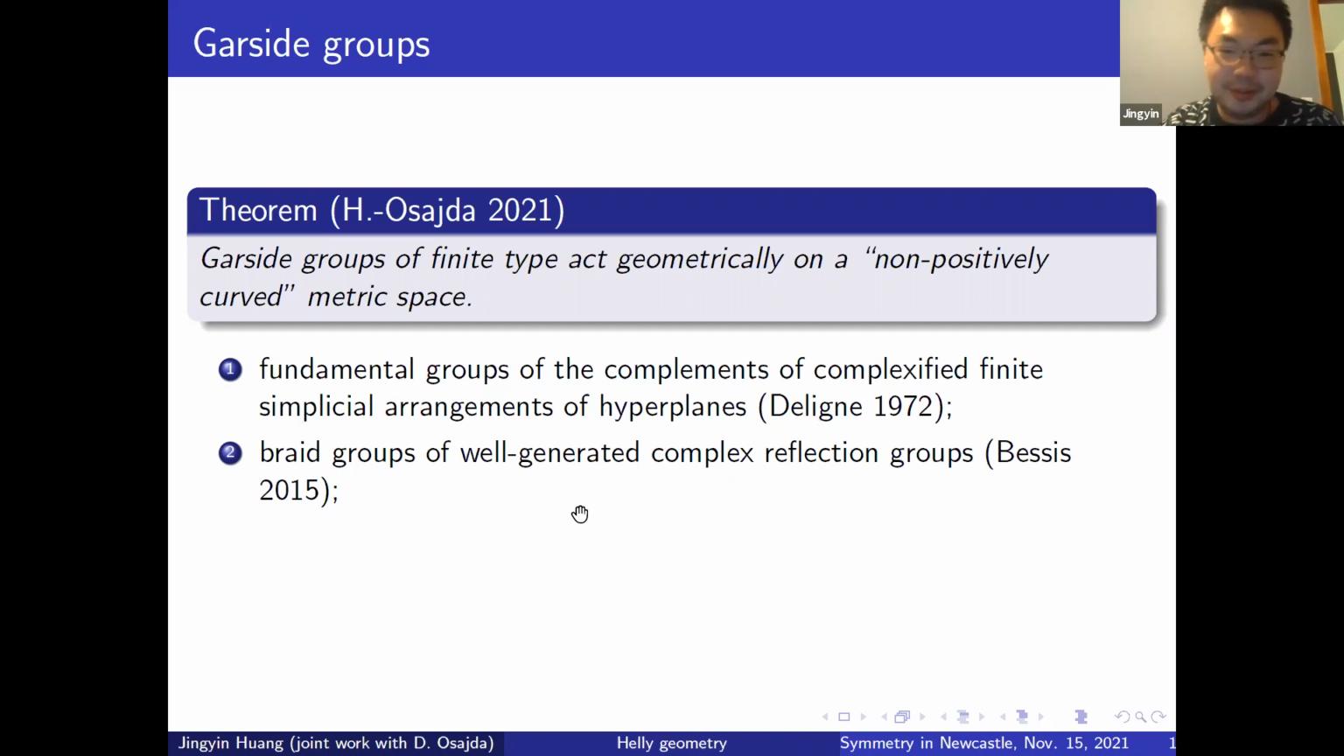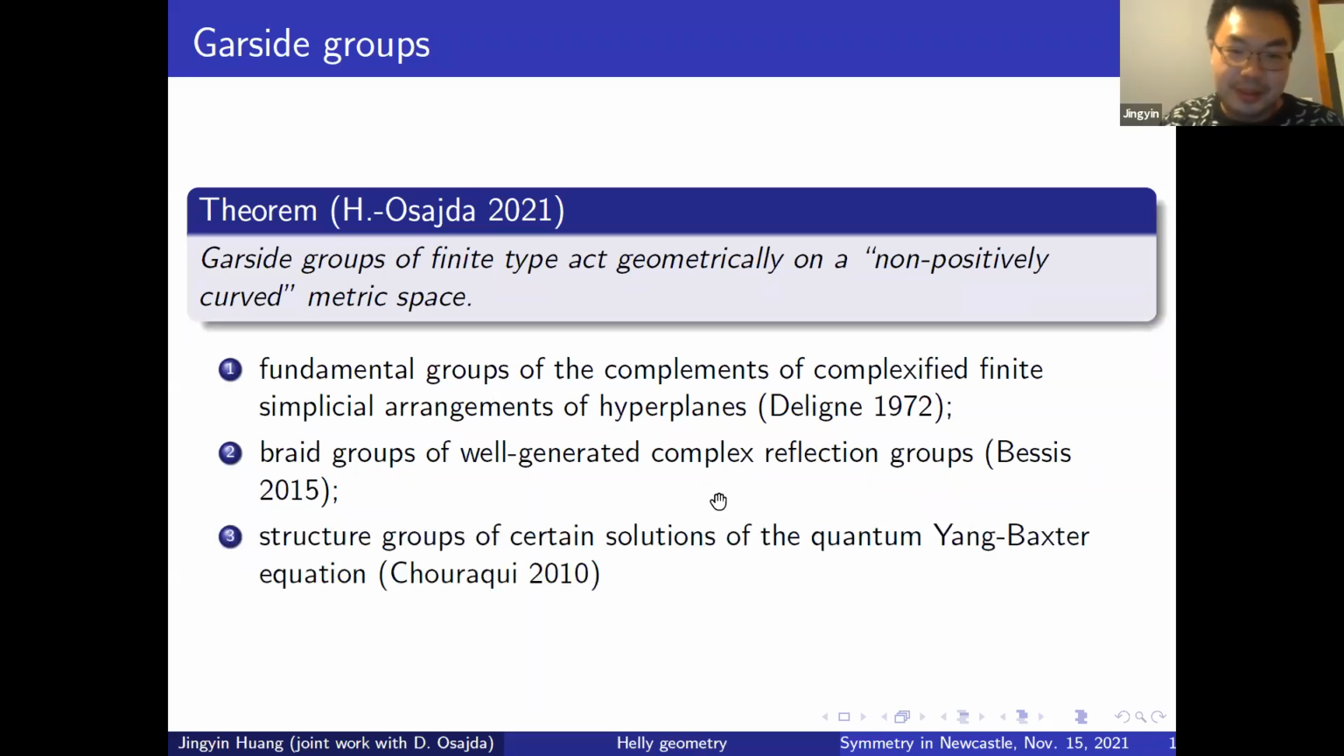That's also a certain class of complex reflection groups that give rise to arrangements of hyperplanes, and you can consider the fundamental group of that complement. It also arises as the structure group of some Yang-Baxter equation.